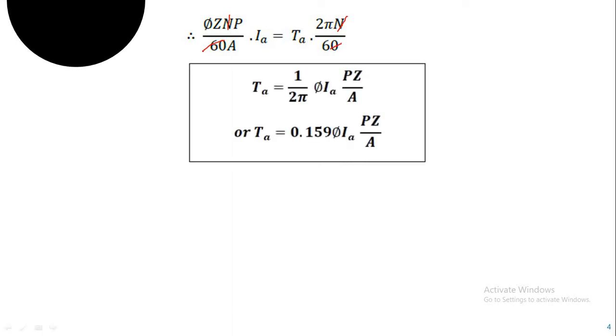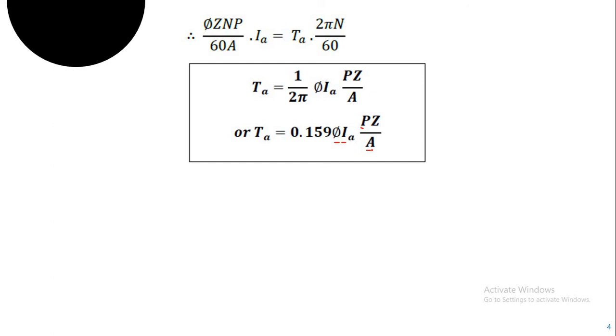That is, the torque of a DC motor is given by TA equals 1 by 2 pi into phi I A P Z by A. 1 by 2 pi is nothing but 0.159, which you can calculate in a calculator. So the torque expression is 0.159 into phi IA PZ by A, where phi is flux, IA is armature current, P is the number of poles, Z is the total number of conductors, and A is the number of parallel paths. A equals P for lap winding and A equals 2 for wave winding. So this is the torque equation of a DC motor.